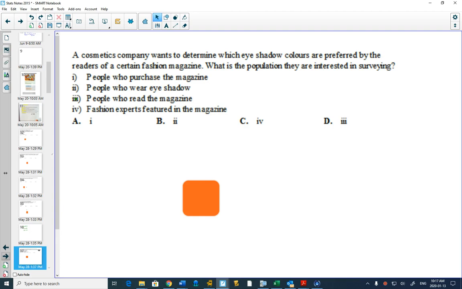Okay. So there's some good answers in here that could get you thinking one way or the other. It's about eyeshadow, so is it people who wear eyeshadow? It's about a magazine, so is it people who buy the magazine? Or is it just people who read the magazine? Or are they interested in what the experts say? Well, in this case, they're looking at people who read the magazine. If you read the statement, it says which eyeshadow colors are preferred by the readers, and so that part is telling you the population is the readers of the magazine.